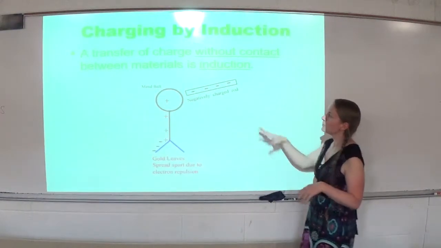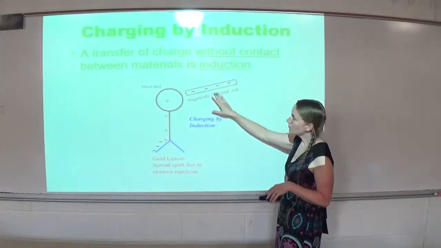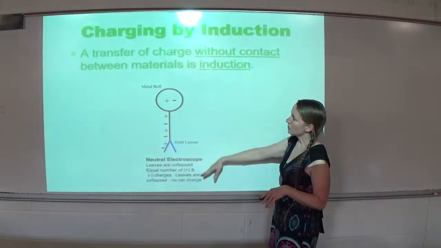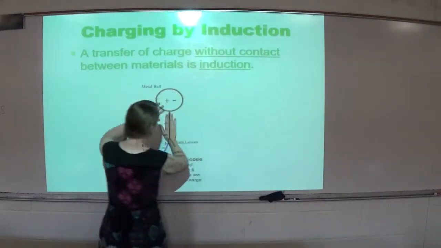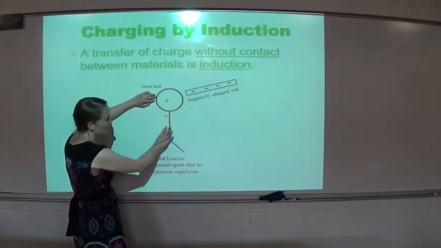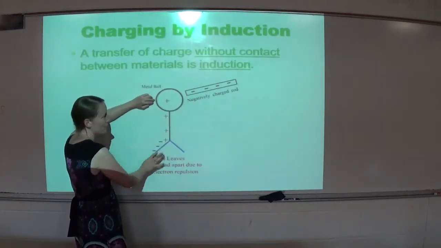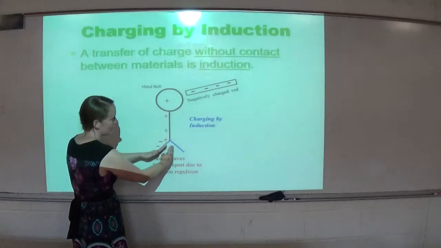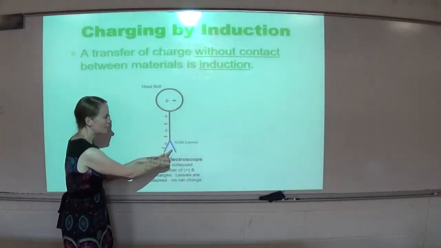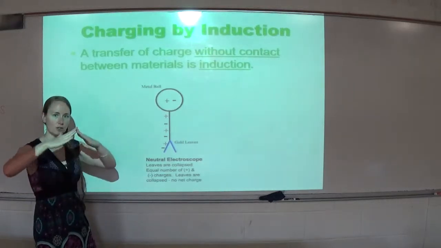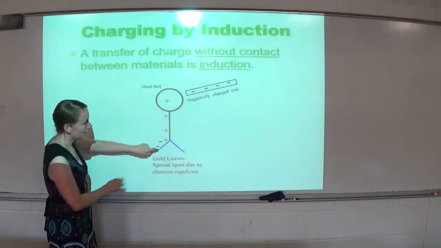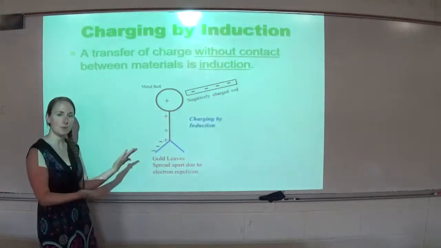So, this is an example. They're bringing a negatively charged rod towards the metal ball. Let me let the picture start over, which is just neutral right now. So once that negative charge comes, the electrons want to run away from the negative charge. So they come down here, and that causes these two leaves to separate, because if both leaves are negatively charged, they're going to repel one another. So as that negative charge flows down here, those leaves repel and separate from one another.